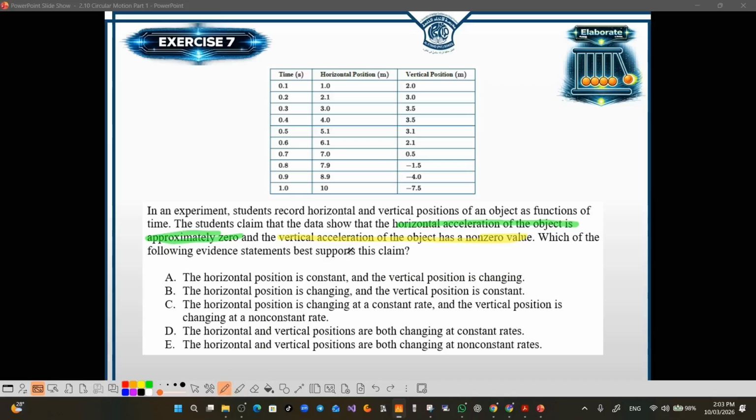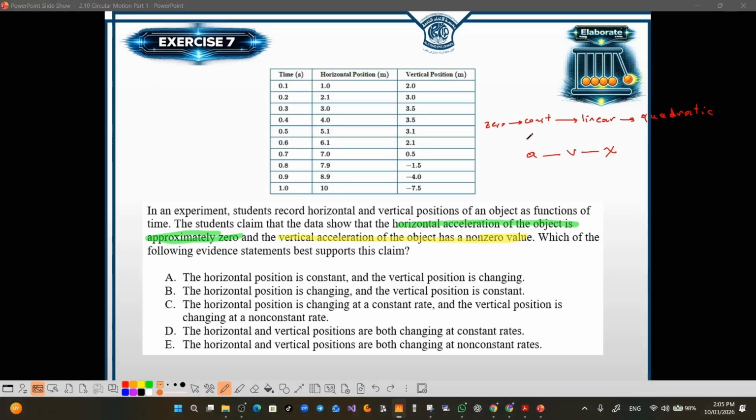Now, according to this data table, we have information about the horizontal position and vertical position, and we can directly relate it to the acceleration via the trick. So we know that 0 will give us constant, then linear, then quadratic. If the claim is true, which means the horizontal acceleration is 0, then x is linear because the velocity will be constant. So x must be linear.